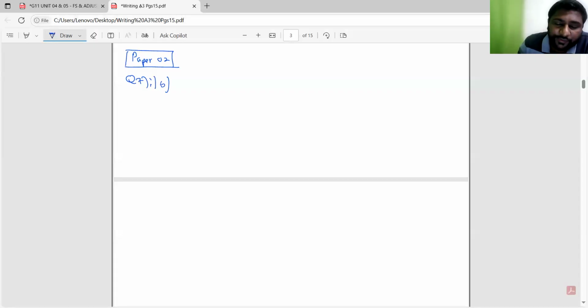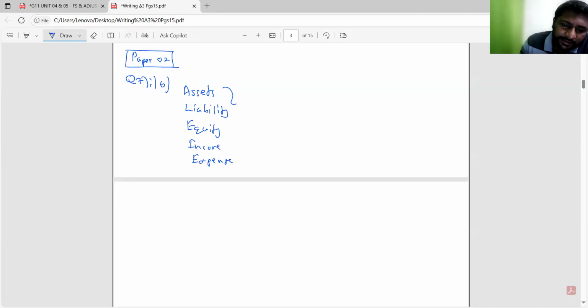So we have 5 elements of accounts: assets, liability, equity, income, expense. Out of these 5 elements, these 3 elements are there in the statement of financial position. These 2 elements are there in the statement of profit or loss. So this one we'll call it the balance sheet. This one we'll call it the income statement.